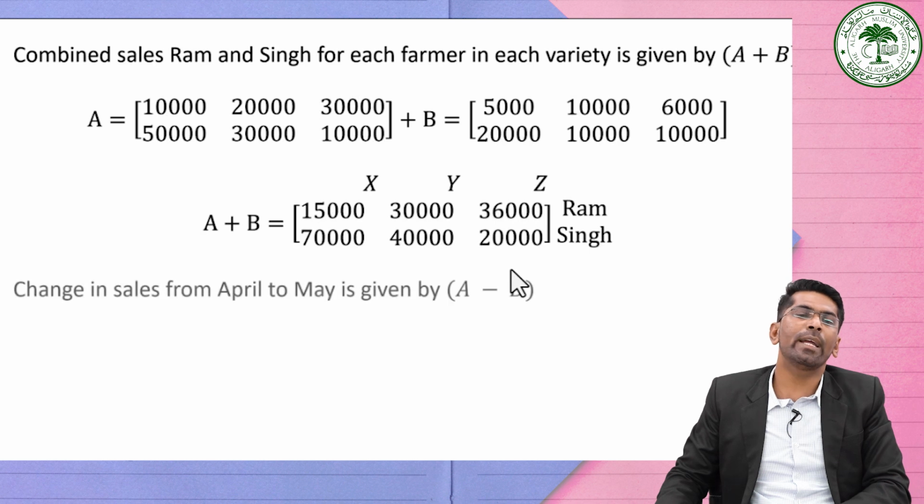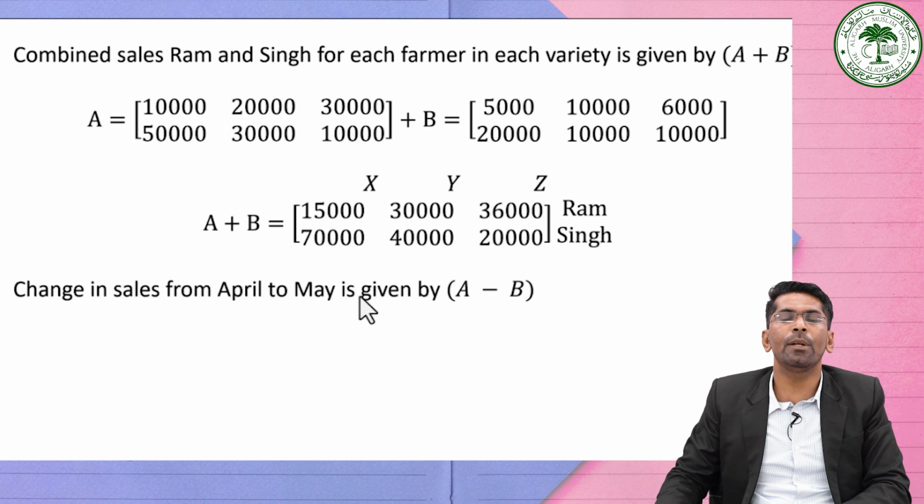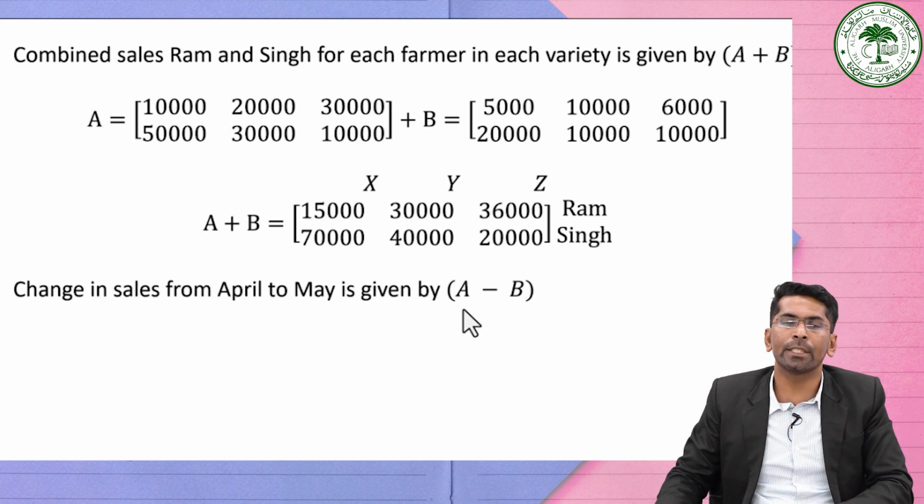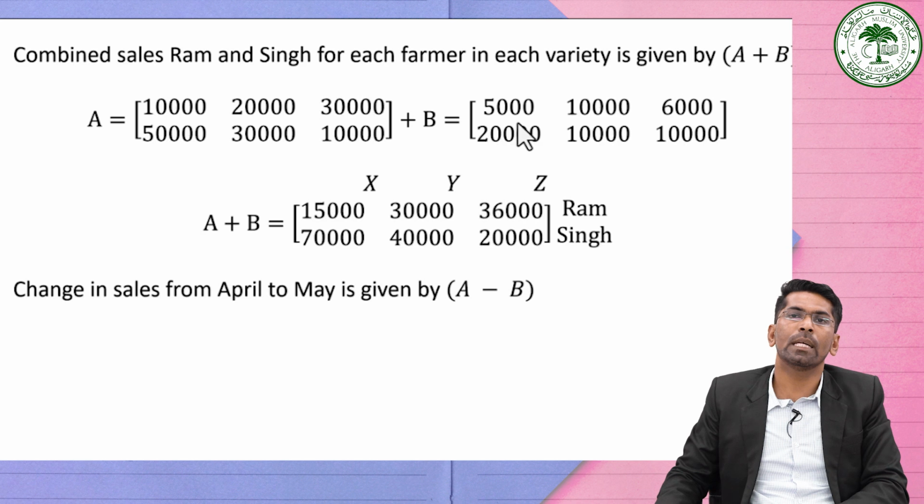Similarly, we can find the answer to the second question, the changes in the sales from April to May. Changes in the sale means how much change there is between April and May. So we can find the difference between these two matrices, A minus B, which will give the changes in the sales from April to May. We subtract the elements of matrix B from matrix A.